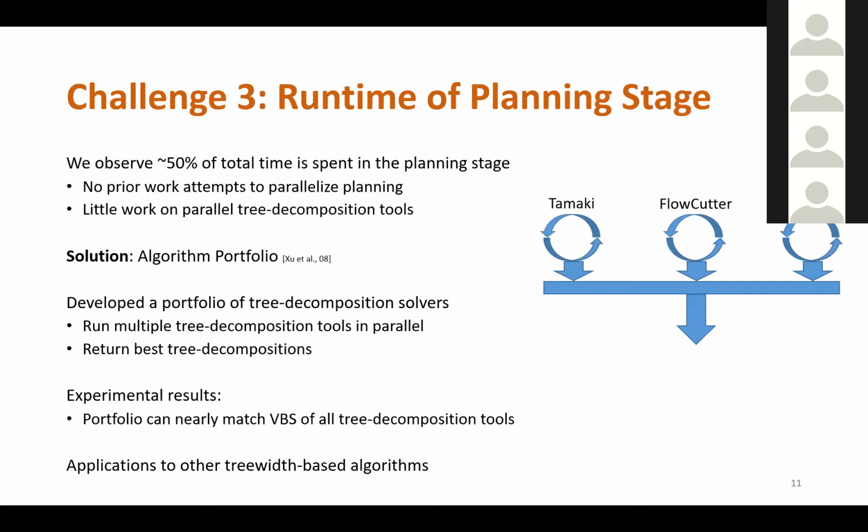And the third challenge I want to highlight has to do with the runtime of the planning stage. I previously said that we observed, or rather that it was useful to spend, about 50% of the total time in the planning stage. But so far, I've only really talked about parallelizing the execution stage where we're doing tensor contraction. And moreover, I'm not really aware of prior work on model counting that attempts to parallelize this planning stage. And moreover, there's very limited work in general on parallel tree decomposition heuristic tools.